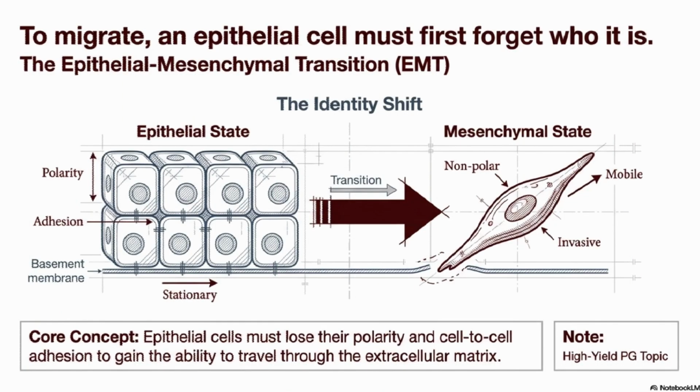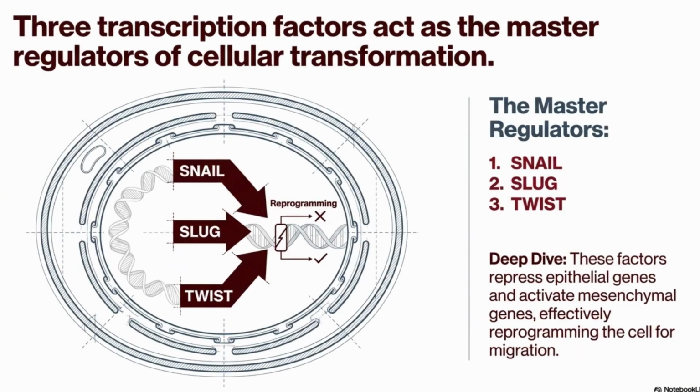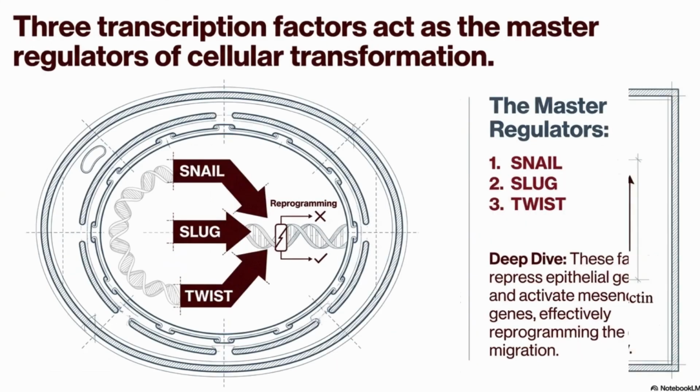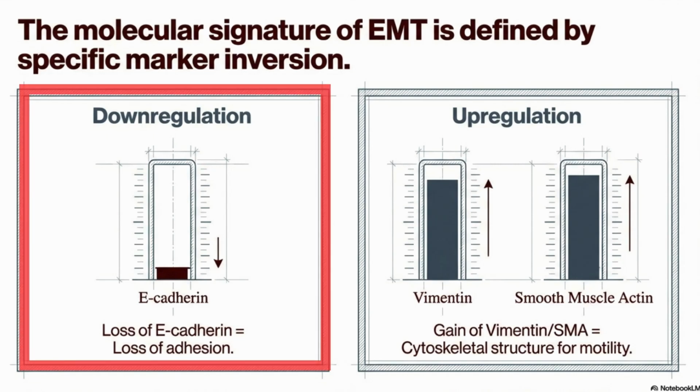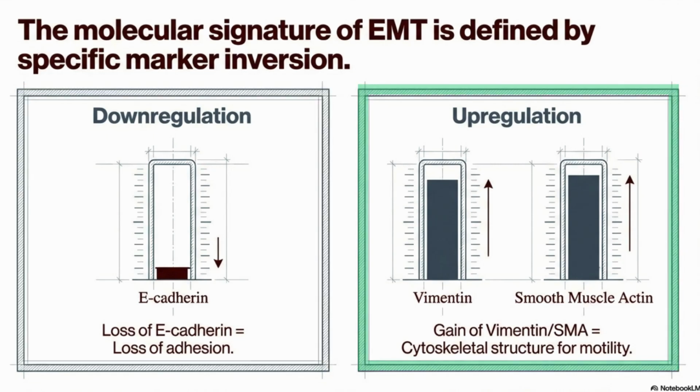Next concept is the epithelial mesenchymal transition, or EMT. This is a high yield topic. To migrate, epithelial cells must lose their identity. The transcription factors involved in it are snail, slug, and twist, and the markers are downregulation of E-cadherin and upregulation of vimentin and smooth muscle actin.